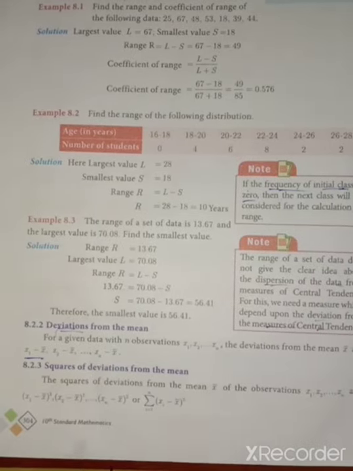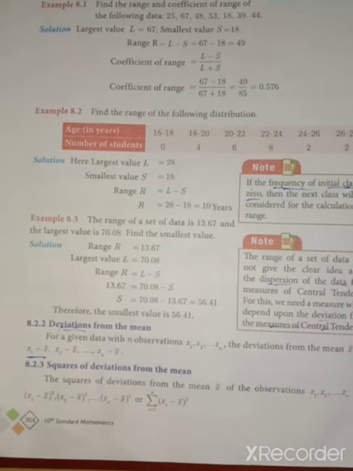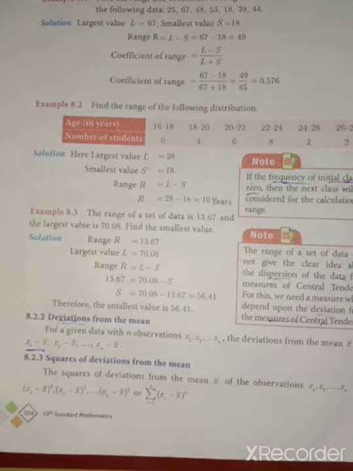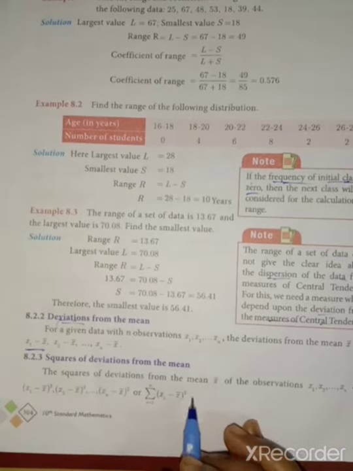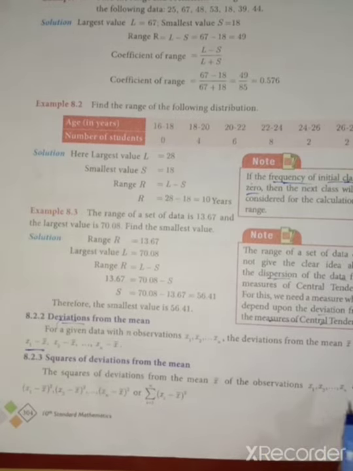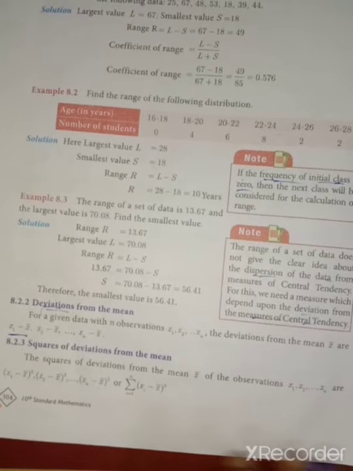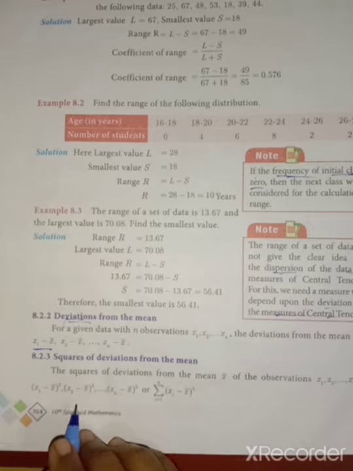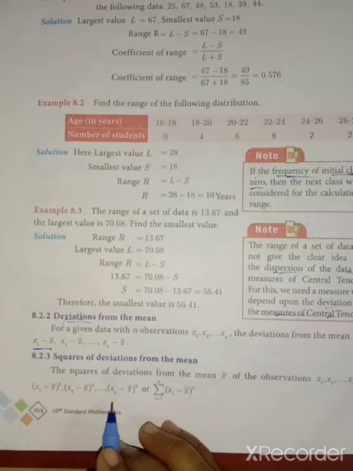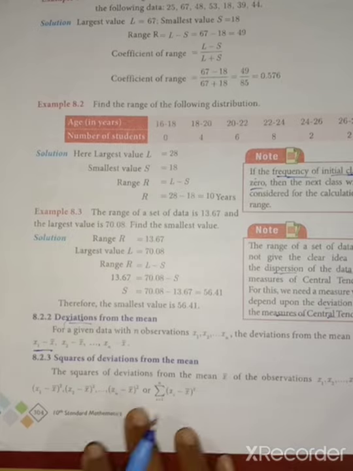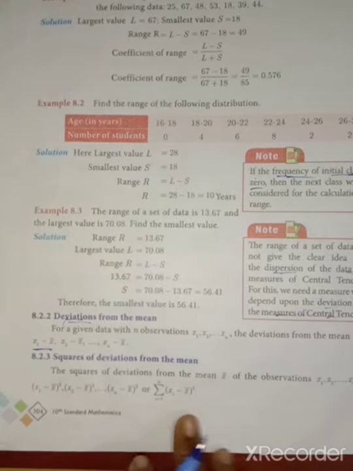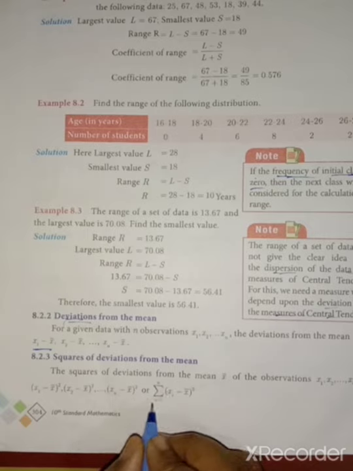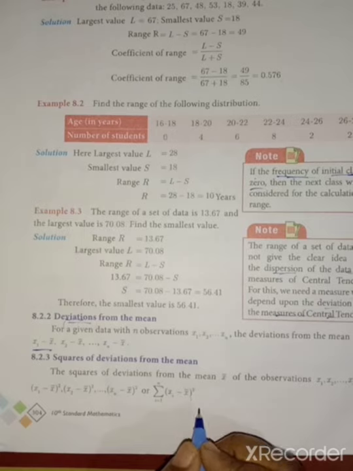Then if you have the squares of the deviations, that means nothing but we have to square the deviations. So the squares of deviations from the mean x bar of the observations x1, x2, up to xn are x1 minus x bar the whole squared, comma, x2 minus x bar the whole squared, up to xn minus x bar the whole squared. It will be written in symbols, in simplified notation, as summation i equals 1 to n of (xi minus x bar) the whole squared.